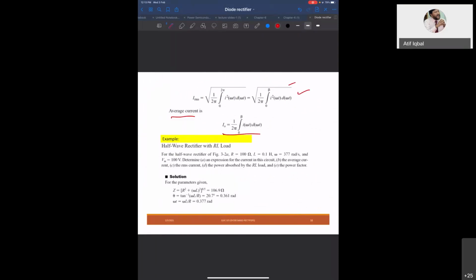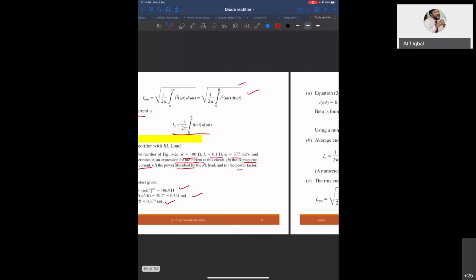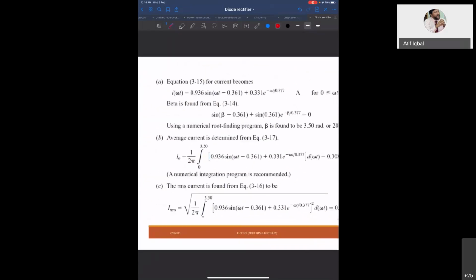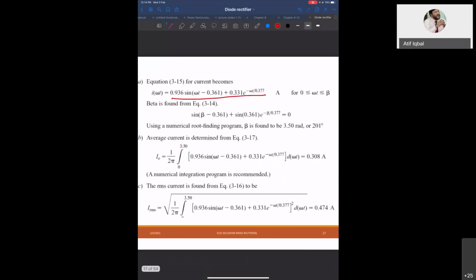Now this is an example for the half wave rectifier: values of R, L, omega given, peak value of the source voltage given. Determine the expression for the current in this circuit, then the average current, RMS current, power absorbed, and the power factor. So impedance is calculated, theta is calculated, omega t is calculated. Then the expression for the current will be simply putting these values in for 0 to beta.